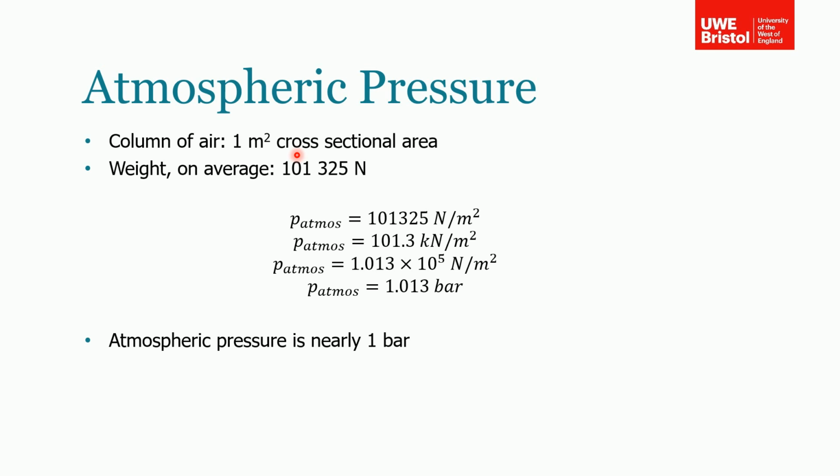So you've got the weight of that over that 1 meter squared cross-sectional area. So that's what's all forcing down. That weight on average is 101,325 newtons. So when you divide that by the area, we get an atmospheric pressure of 101,325 newtons per meter squared. So that is the pressure that the atmosphere is exerting on you at ground level.